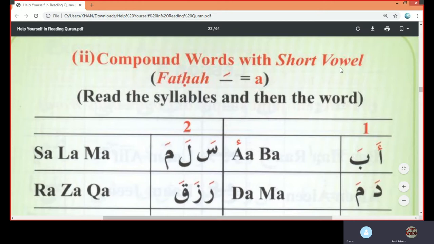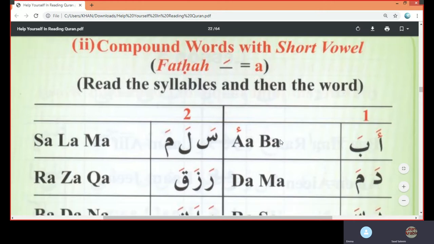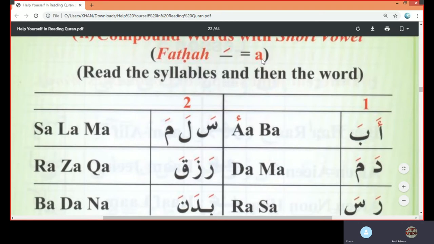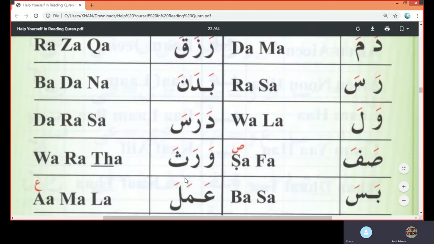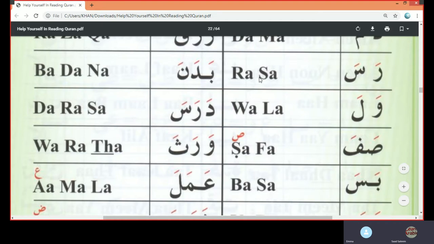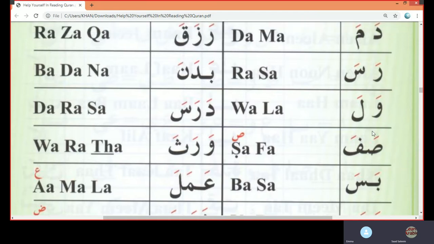Compound words with short vowels: the fatha equals A. So, alif, hamza, A with A sound, okay? A sound. A. So, A, ba, sa, la, ma, da, ma, ra, za, wa, ra, za, ba, da, na, wa, la, da, ra, za, sa, fa, wa, ra, fa, ba, sa.